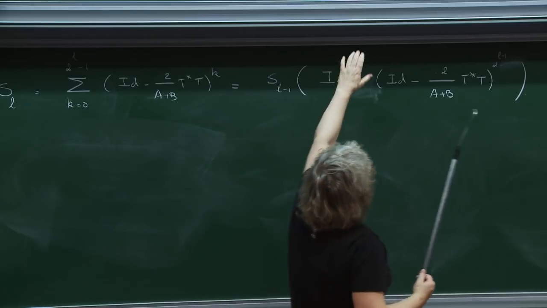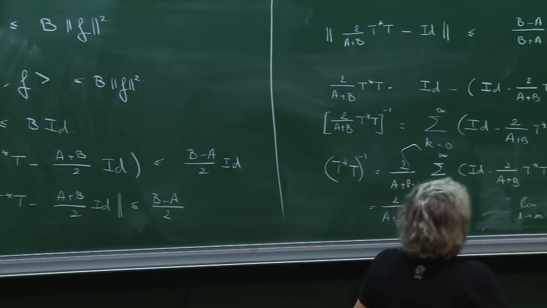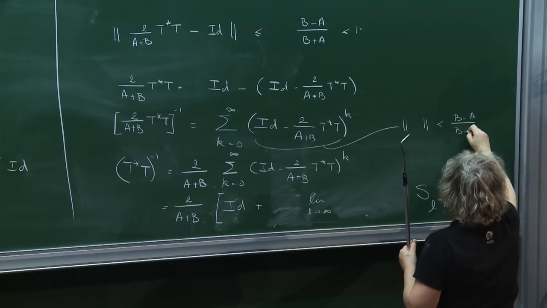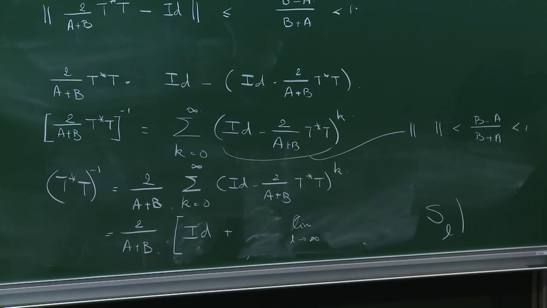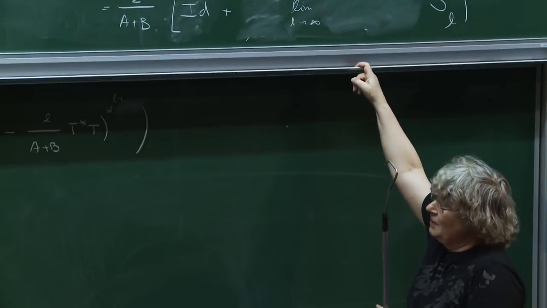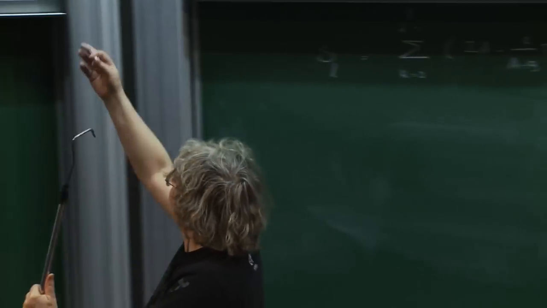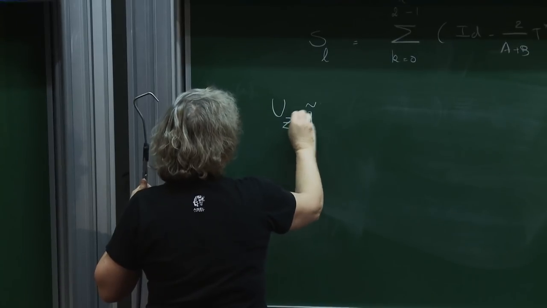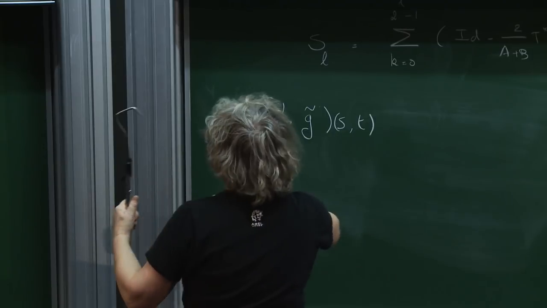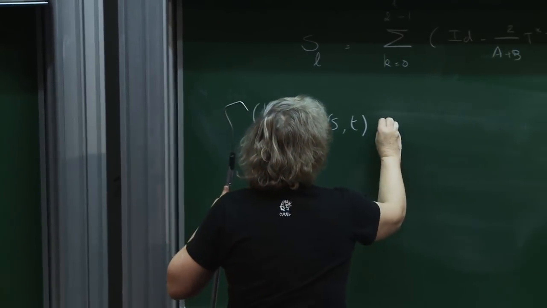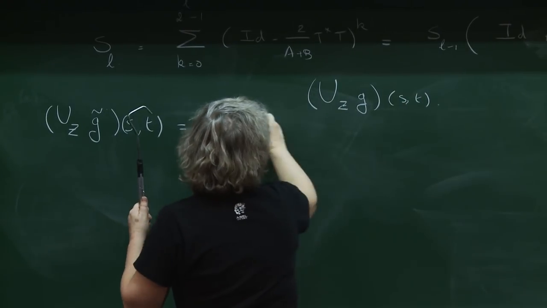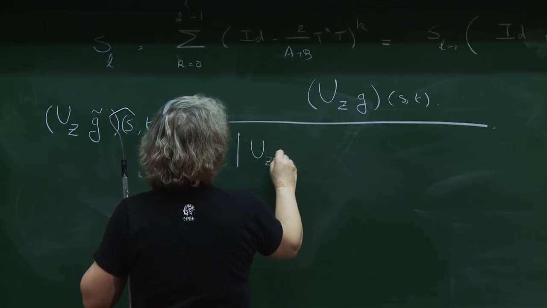And because you're really summing this thing, and this in norm is less than (b minus a) over (b plus a), which is less than one, you have a geometric series, and so you have exponential convergence. Now if you think of what you're doing in terms of the Zak transform, you're inverting this operator T star T, which corresponds to that multiplication, which means that you are dividing this by this thing squared.